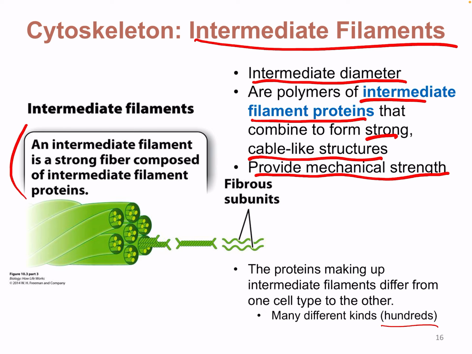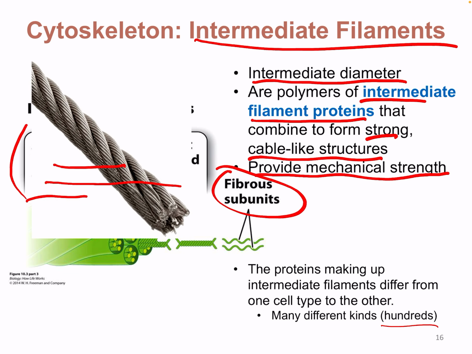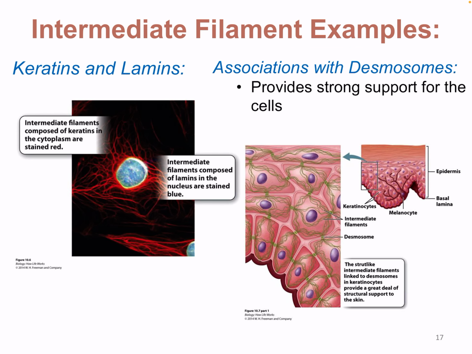So again, an intermediate filament is a strong fiber composed of intermediate filament proteins. And then here we can see it contains a fiber subunit. The analogy we have here is a steel cord, where it works in the same way. So one example is keratins and lamins. We can see there are intermediate filaments composed of keratins in the cytoplasm, stained red. Then we have those composed of lamins in the nucleus, stained blue.